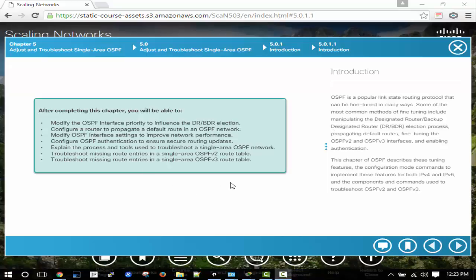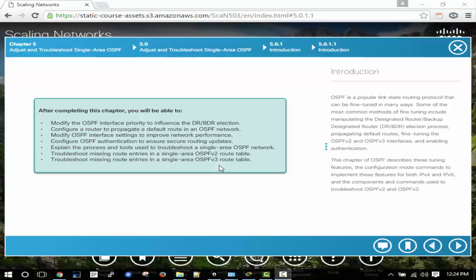And what is it about? Single area OSPF and adjusting it. Pretty much everything we've done before. Maybe we didn't do the securing routing updates, but everything else should be a review. And with that, we'll go. Oh, actually, we'll go over this.